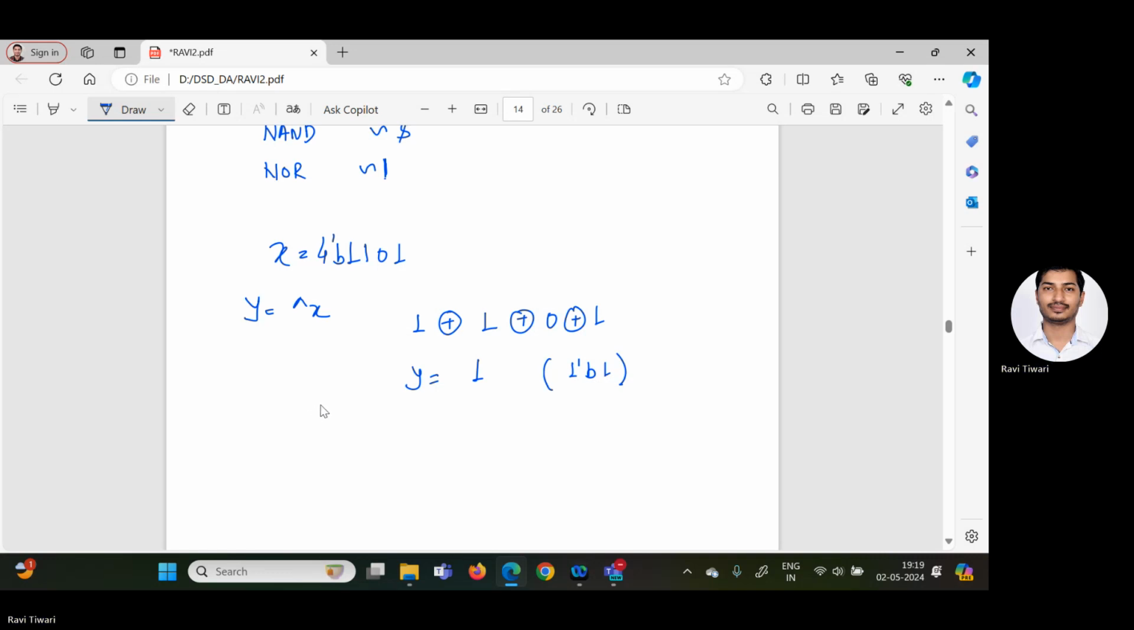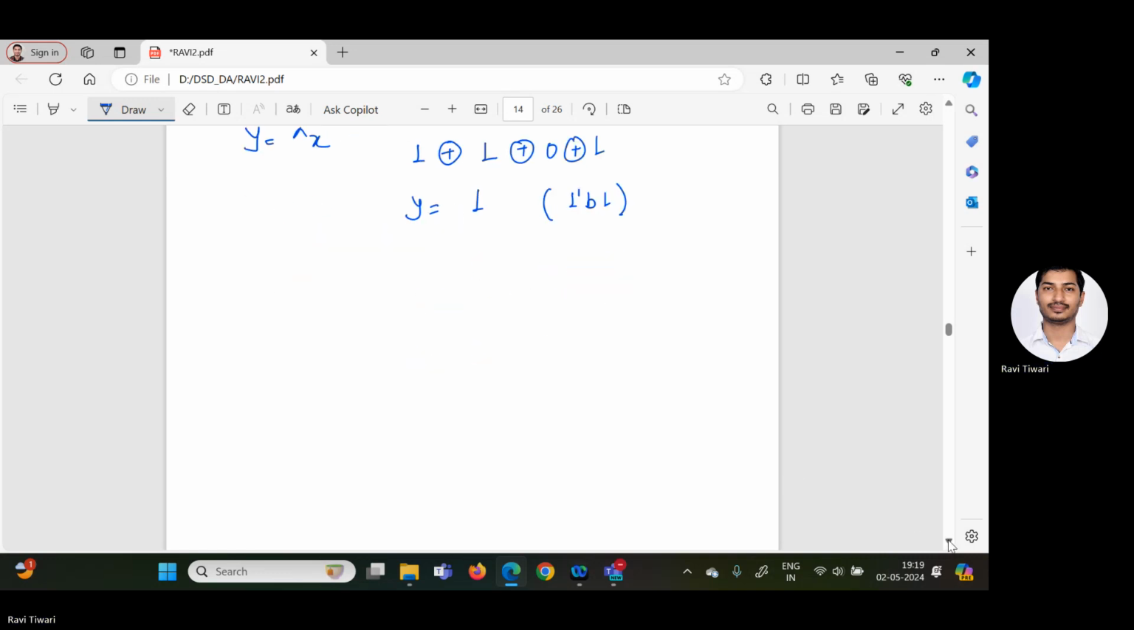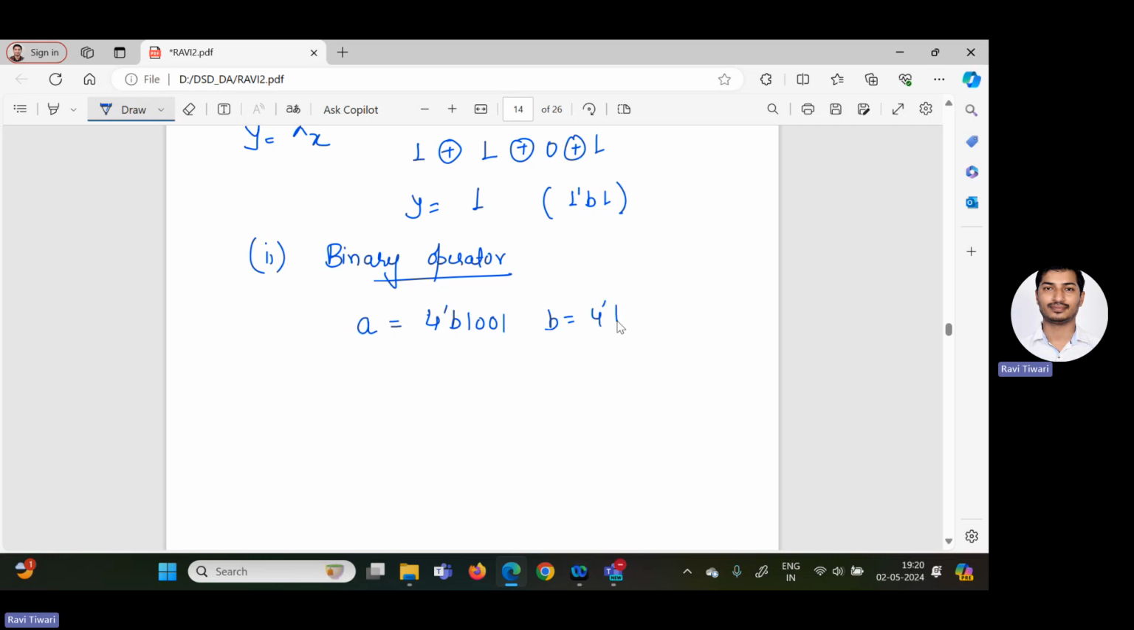Now we will see the bitwise binary operator. That is the second part here. So let's see the second part, binary operator. A binary operator is used between two different operands. For example, I have an operand a and an operand b, and a is represented as, for example, 4'b1001, and b is represented as 4'b1000.